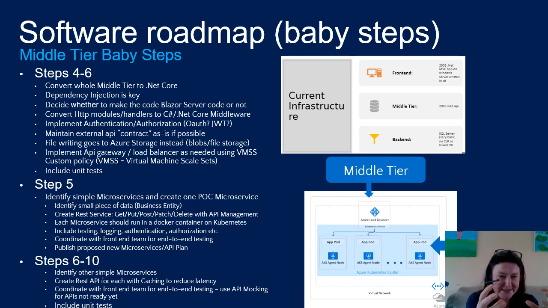So what we'll do in step 5 here is create one microservice, a proof of concept of microservices in this environment. Now that microservice might be run in a Docker container on Kubernetes, it might be run as an Azure function or what have you, depending on how you're architecting your system. But you're going to include some unit testing, some login, authentication, authorization, all of that for that microservice will be in that particular microservice code.